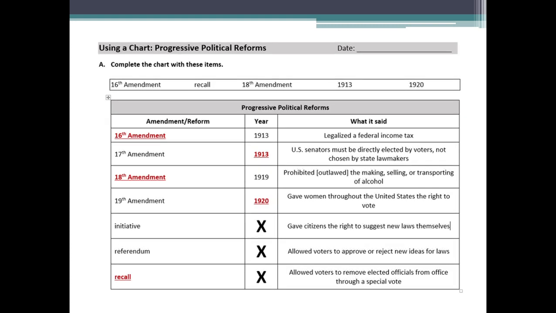So what you should have filled in the first blank was the 16th Amendment. It goes in order. I'm not trying to insult your intelligence. It should be very simple right there. And that's the one that says the government can collect an income tax.